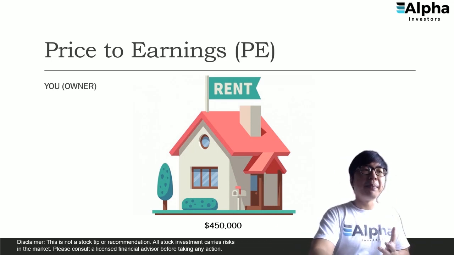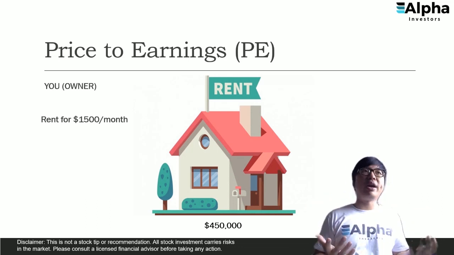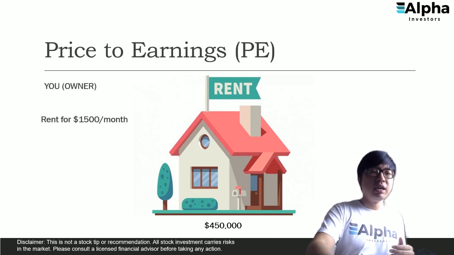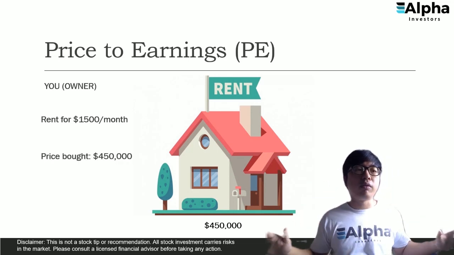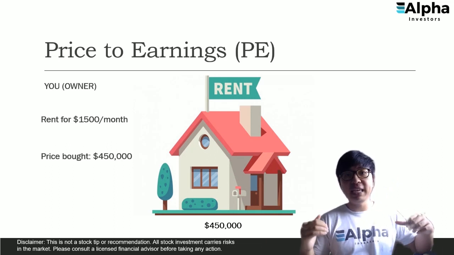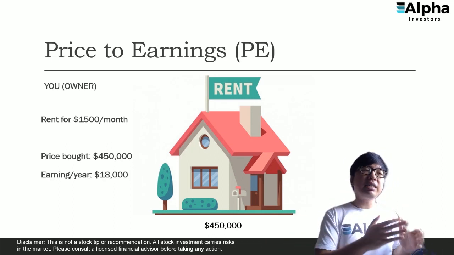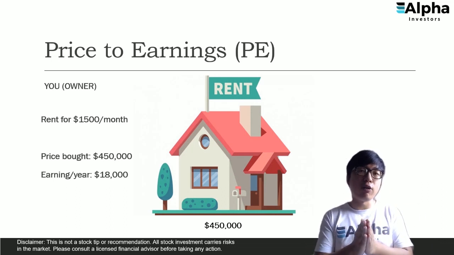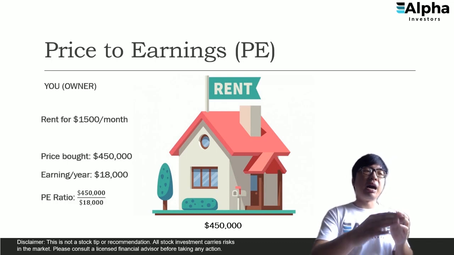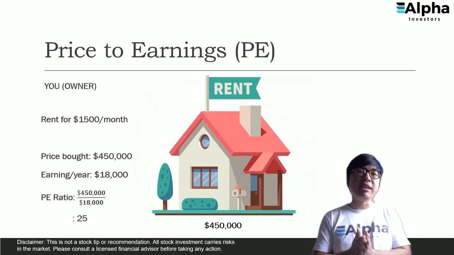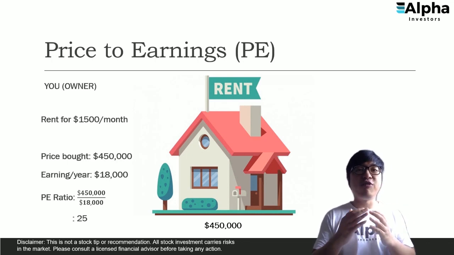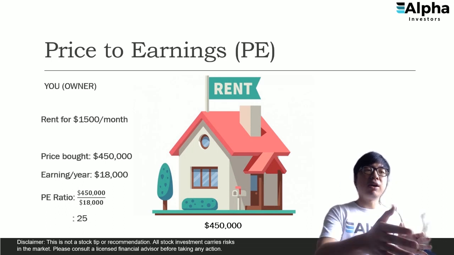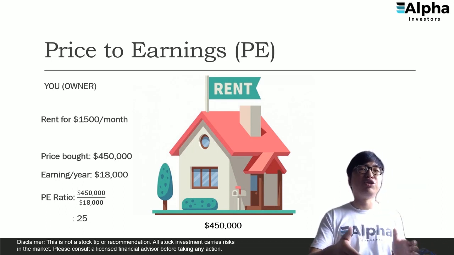Now, in the next example, let's just say you only managed to rent out the house at around $1,500, which is kind of average. Then again, let's work out the whole calculation. You bought the house at $450,000. Your earnings a year is $18,000, because $1,500 times 12 months is $18,000. Now let's work out the price to earnings ratio. That is 25. This means it takes you 25 years to break even on an initial investment of $450,000, because you are only renting out at $1,500 per month.